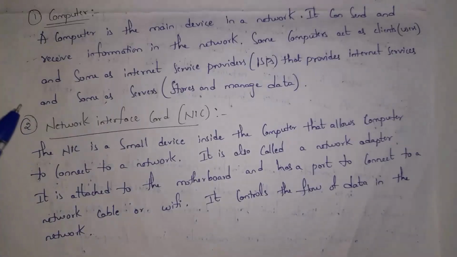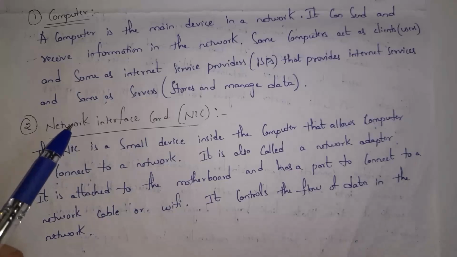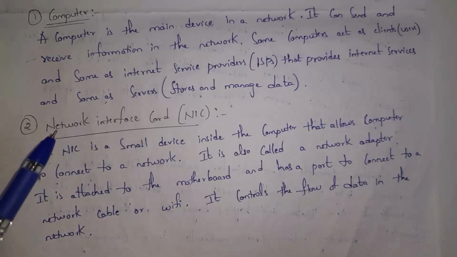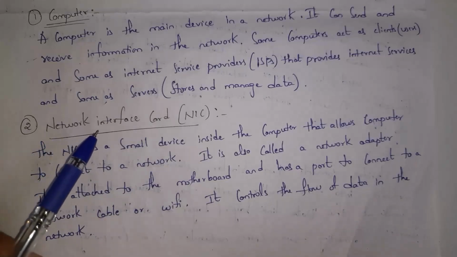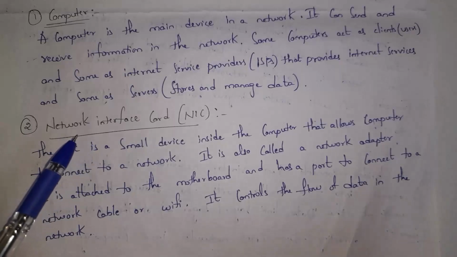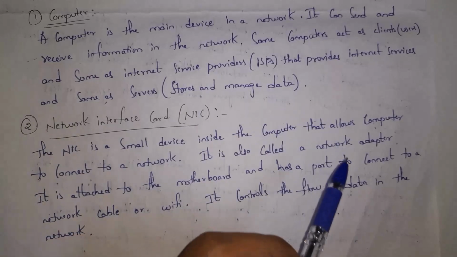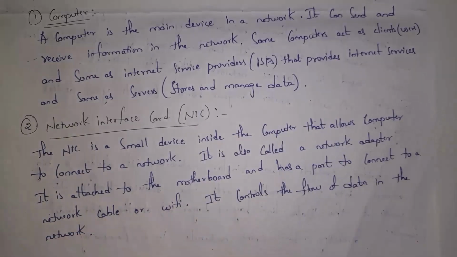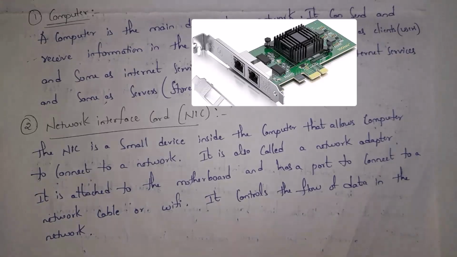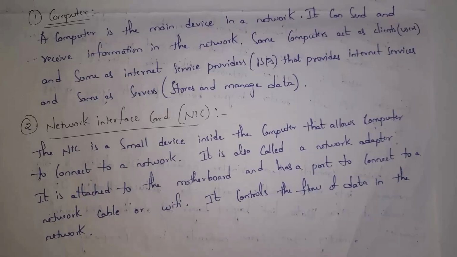And second one is network interface card. Shortly we call it as NIC. Guys, NIC is the device that is present inside your computer. And by using this device, we can connect to network. And we also call this device as network adapter. Guys, in computer, NIC card is attached to motherboard. And we will connect the network cables to this NIC card. And this NIC card is used to control flow of data in the network. That is nothing but data is passed in the network by using this NIC card.